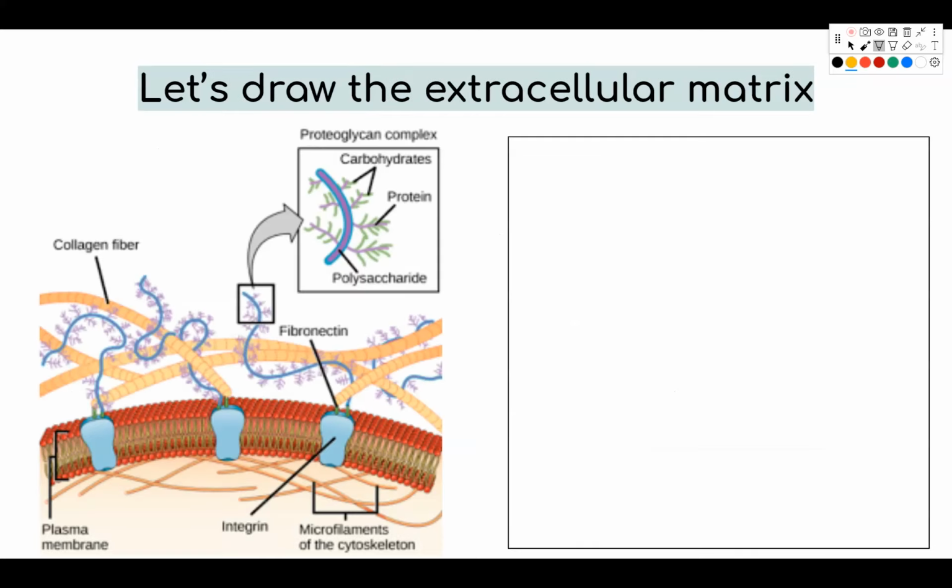All right. So this is our extracellular matrix, and I'm going to draw it along with you to show you that it can be drawn a lot more simply than we have already. So we're going to start with the plasma membrane. Boop. That's a phospholipid bilayer. This is our plasma membrane.